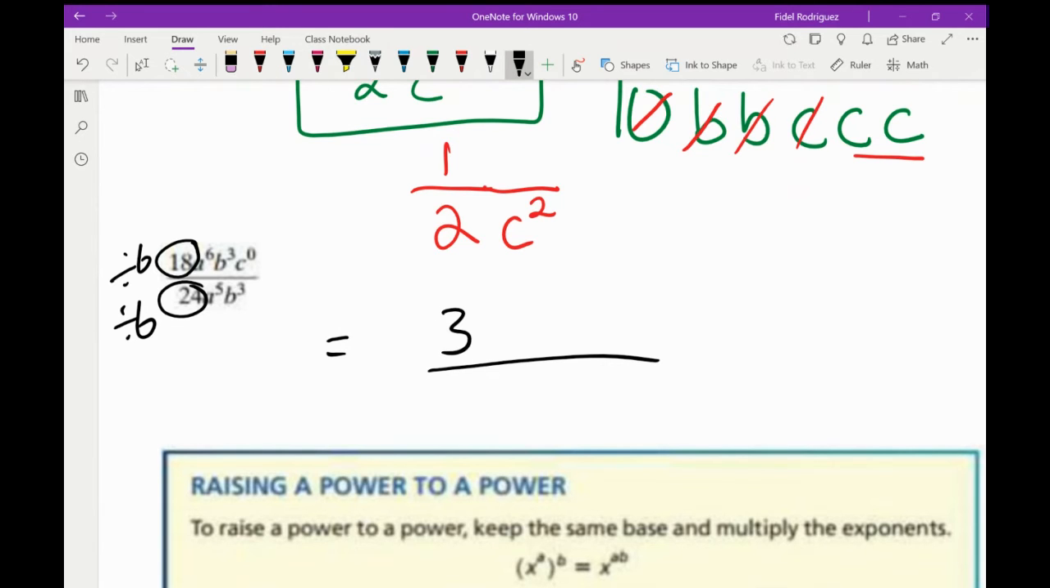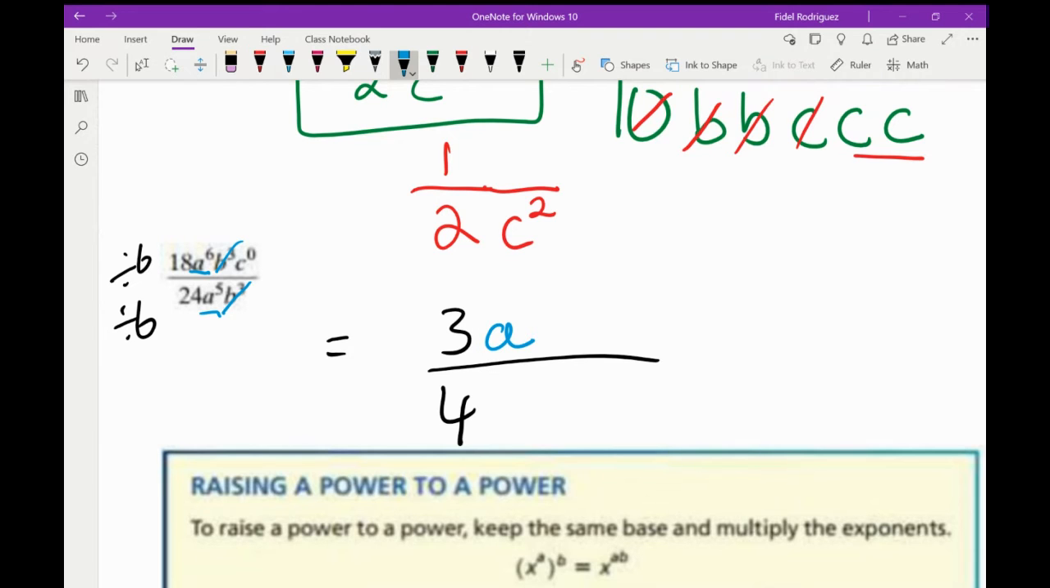So 6 goes into 18 3 times, and 6 goes into 24 4 times. And then now we're going to look at our A's. So if I look at my A's here, A to the 6th, A to the 5th. There's more A's on the top than there are on the bottom, and there's only one more A, so I'm going to leave that A on the top. My B's, we have exactly 3 on the top and 3 on the bottom, so those B's are going to cancel out.